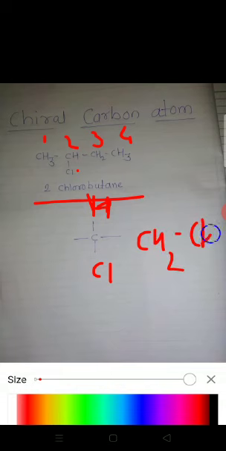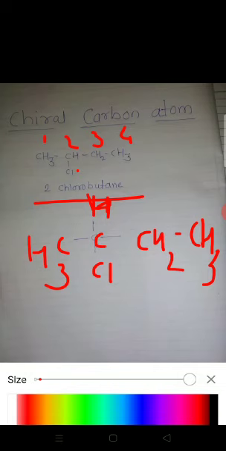This is 2-chlorobutane. See here, this is carbon atom number 2, and in carbon atom number 2 there are 4 attachments. One is a chlorine atom and another is a hydrogen atom. See here, CH2 single bond CH3, and here a CH3 group is present.